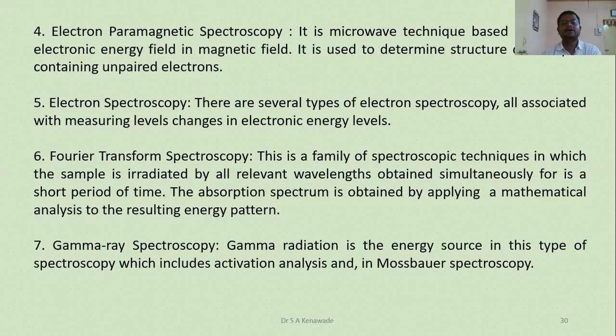The next one is gamma ray spectroscopy. Gamma radiation is the energy source in this type of spectroscopy, which includes activation analysis and Mössbauer spectroscopy. There is another one, Mössbauer spectroscopy. In this spectroscopy, gamma ray radiations are used.